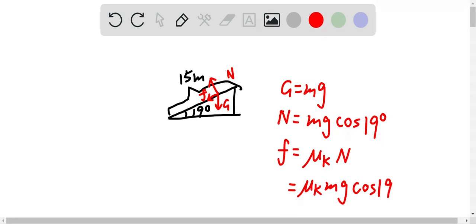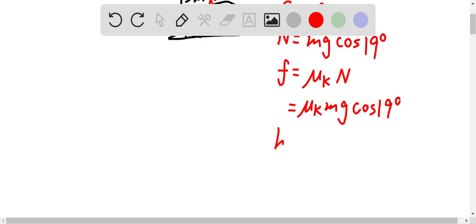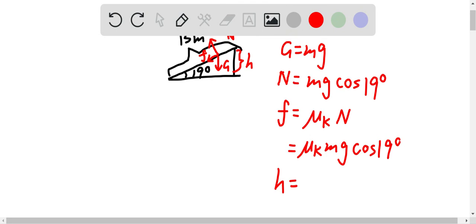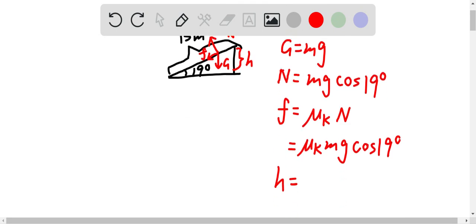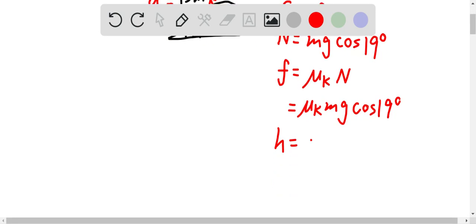cosine 19 degrees. Remember, there's the height of the slope here. Let's say this is the height, h. If we say the length of the surface, which is 15 meters, is d, so d equals 15 meters here, then the height would be d sine 19 degrees.